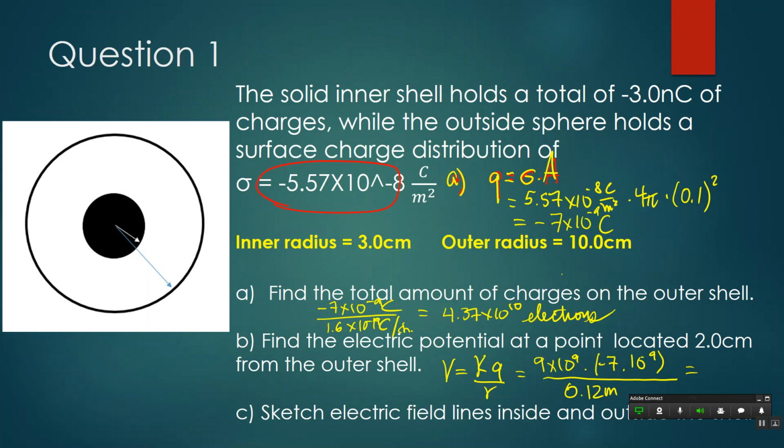Can you guys do that in your head? Let's see if I can. This times this is 50, 63 divided by 2. 63 times 8. About 500 volts or something like that. What's the answer? 8? Minus 525 volts.